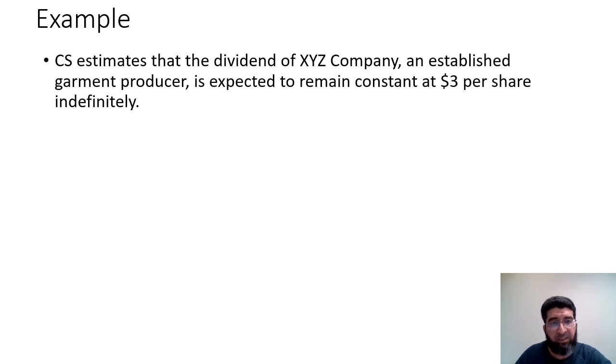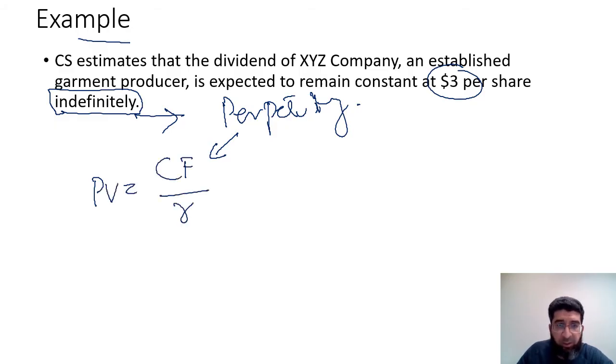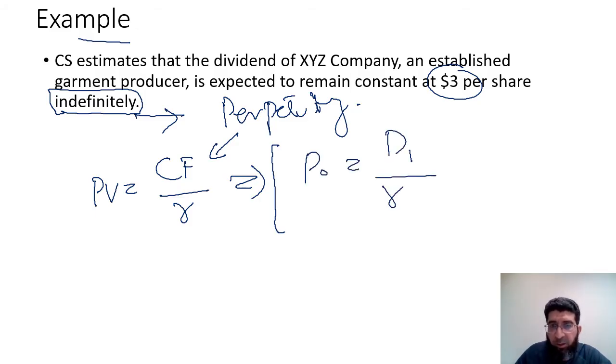Now, CS estimates that the dividend of XYZ company, an established garment producer, is expected to remain constant at $3 per share indefinitely. When the word indefinitely or forever comes, we understand that this is a question of perpetuity. In time value of money, we knew that the present value equals the cash flow divided by R. But in stocks, we just change the nomenclature, the variable names, and that comes out to be P naught equals D1 over RS.